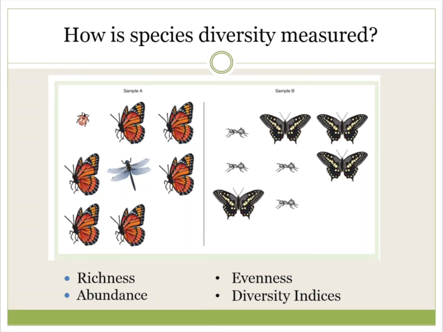Evenness is another interesting one to consider, and this is the balance in relative abundance across different populations, and so sample B is a very even population. There's 4 butterflies and 4 ants as compared to sample A, which is less even. Lastly, you'll see people talk about different diversity indices. These combine the previous 3 measures to paint a more complete picture. All of them have value, but I think it's really important to think about, when you're talking about diversity, what specifically are you communicating?